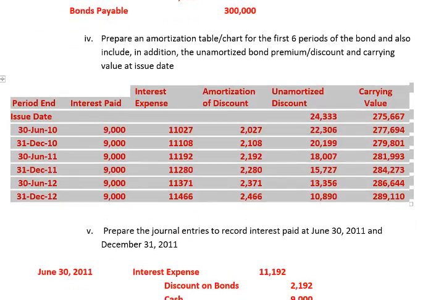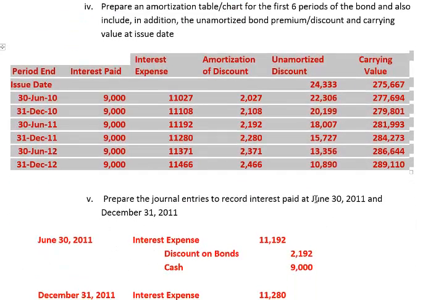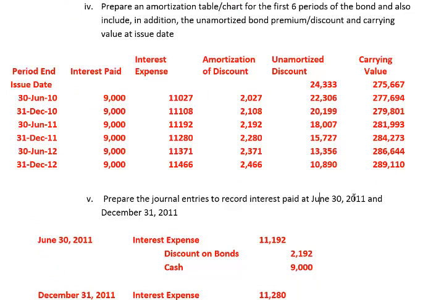The question asks us now to read our table and to give us the entries at June 30th, 2011 and December 31st, 2011. So these are the two rows that we're interested in here. You'll notice in the June 30th row, we're going to take our interest expense of $11,192 and debit that account. Credit our discount. Remember, when we set it up, we debited it. So when we reduce it or amortize it, we credit, which is $2,192. And then we're going to credit cash for the amount we've paid out.